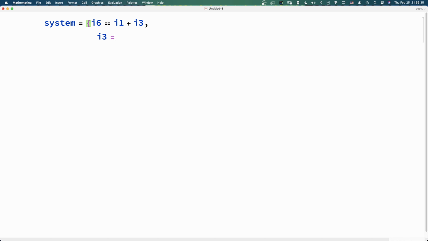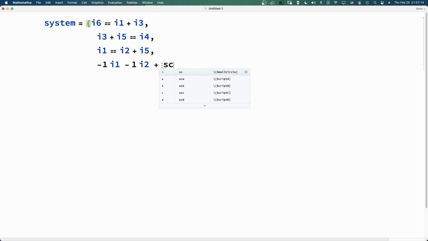So don't worry if you don't know the syntax of what I'm doing. I'm just trying to show that we can at least get an answer at the end of the day without it taking forever. And I promise that you can do this by hand and get the answer as well. So I1 plus I3 equals I2 plus I5. Then minus 1 I1 minus 1 I2 plus script E equals 0.